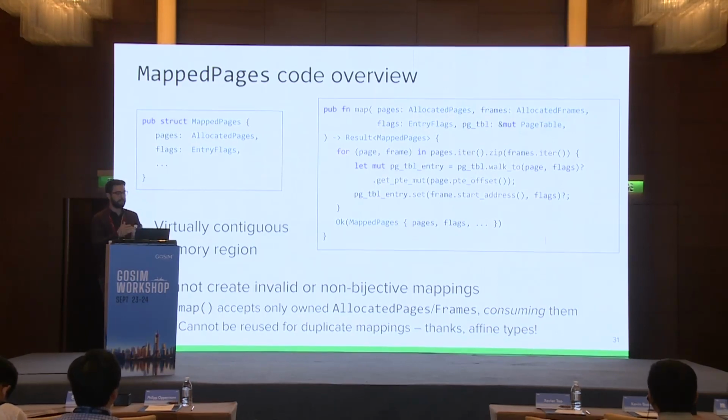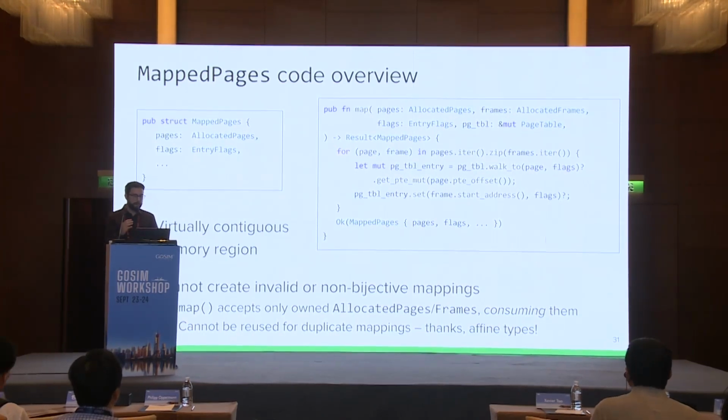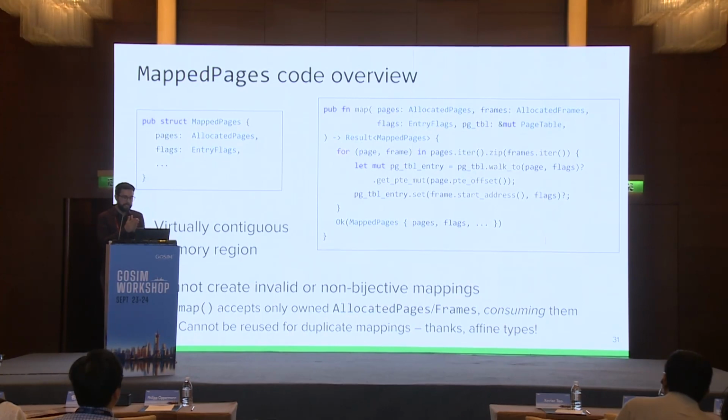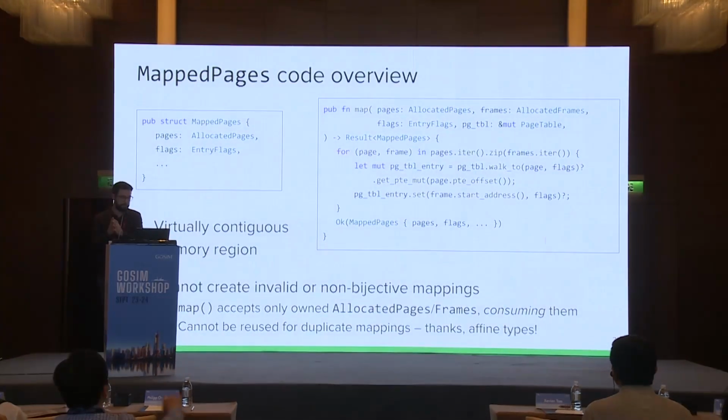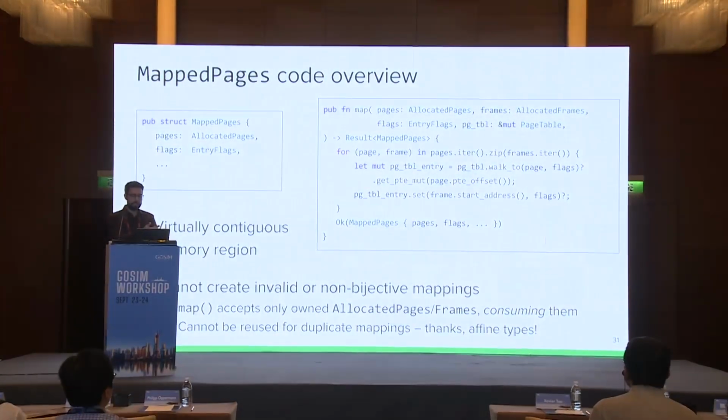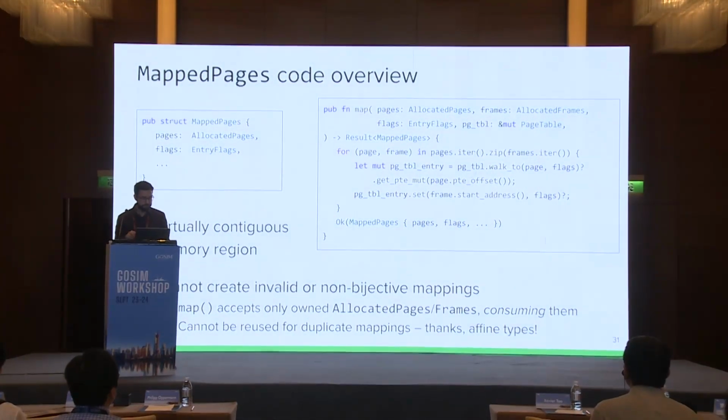So here is a very simplified example of what the mapped pages struct looks like. We have a series of allocated pages. We have the flags with which it was mapped, like readable, writable, executable, stuff like that. Each mapped pages object represents a virtually contiguous memory region that is guaranteed to be mapped to real physical memory that is accessible under these flags permissions, right?